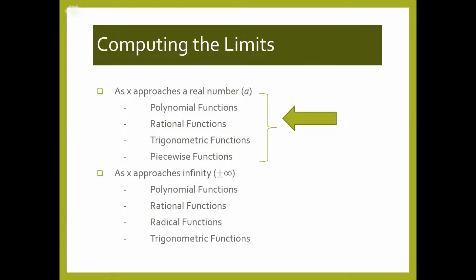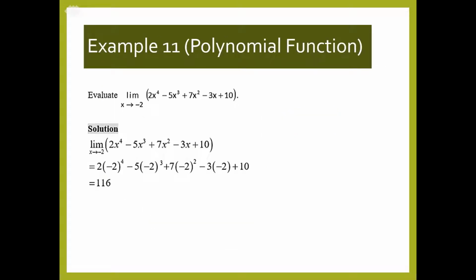In the following section, we are going to discuss how to compute the limit of the following functions for x approaching a real number. The limit of a function as x approaches plus or minus infinity will be discussed in the next lesson. Let's start with the polynomial function. To compute the limit of this type of function, you may apply direct substitution. Refer to example 11. By substituting all the x with negative 2 and simplifying, you will obtain 116 as the answer.